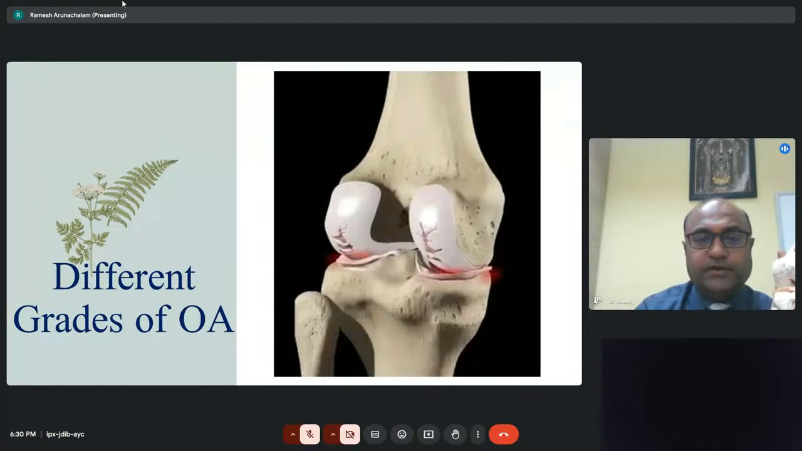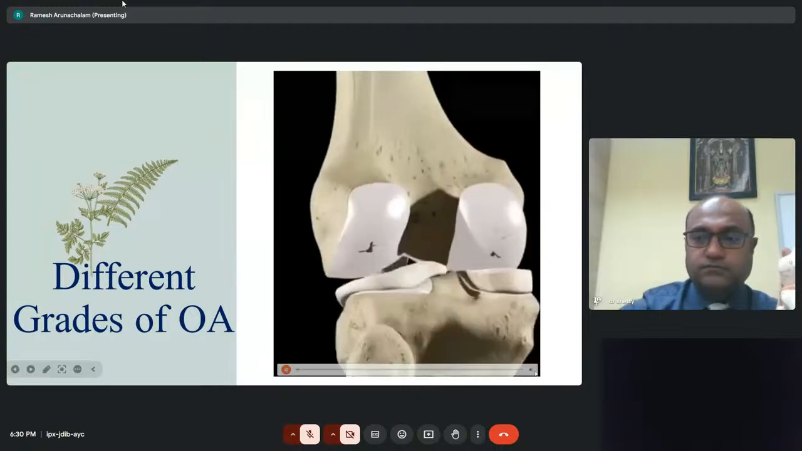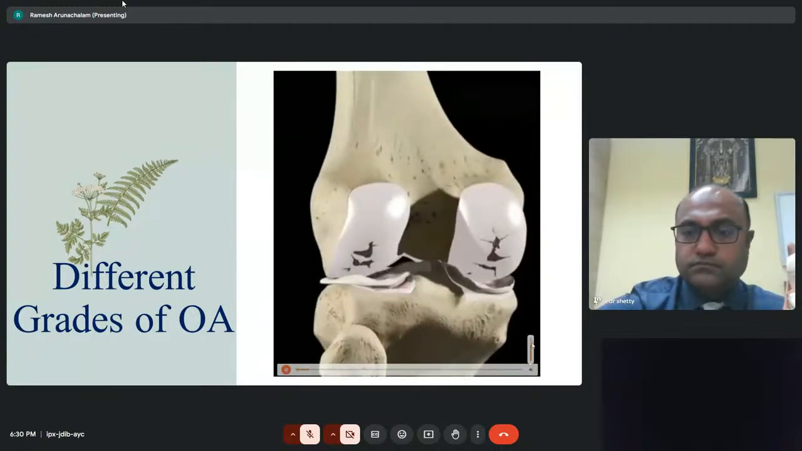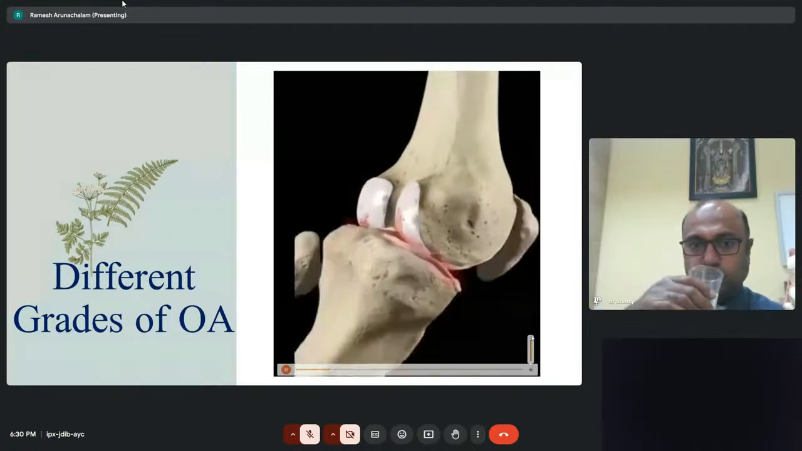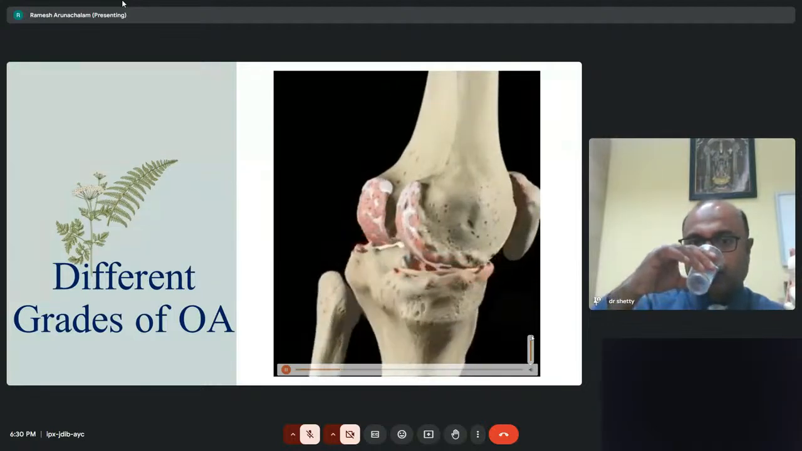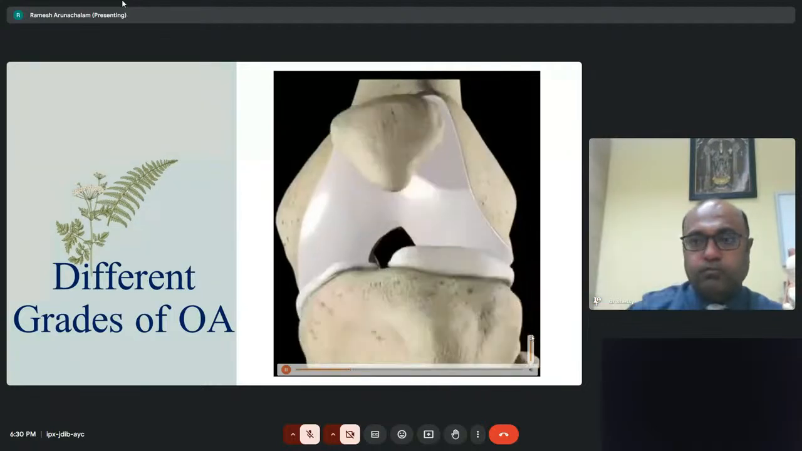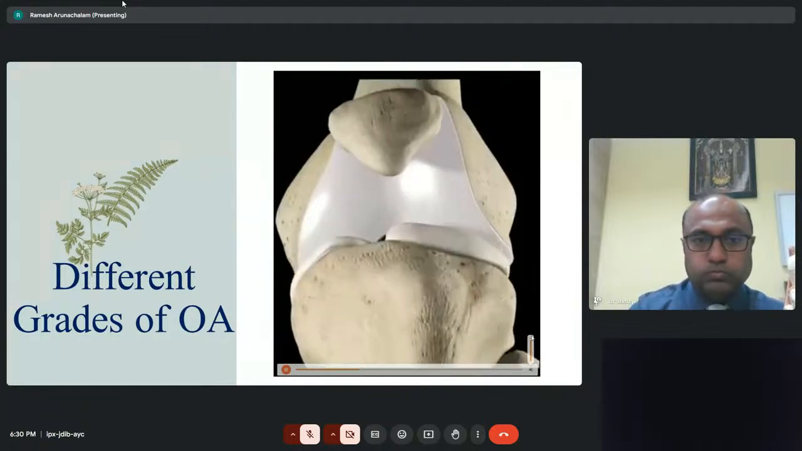So we discussed different grades. You can go through the animation. Osteoarthritis is among the most common joint disorders and is characterized by joint pain due to wear and tear of the joint. This animation demonstrates the progression of the condition through 4 stages. Here's a healthy knee with healthy cartilage allowing for smooth motion.